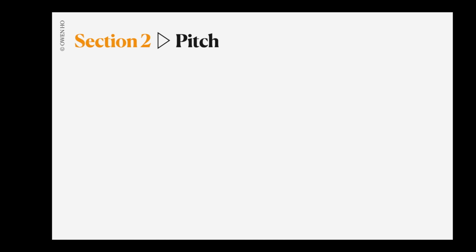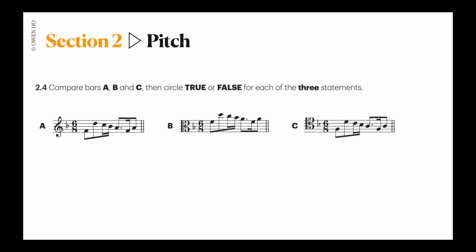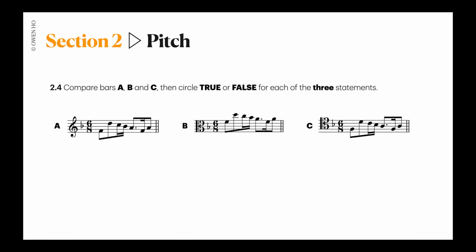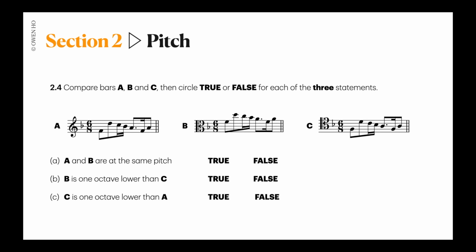Section 2.4. In this section, you will be given a question like this. Compare bars A, B, and C, and then circle true or false for each of the three statements. And these are the three statements.